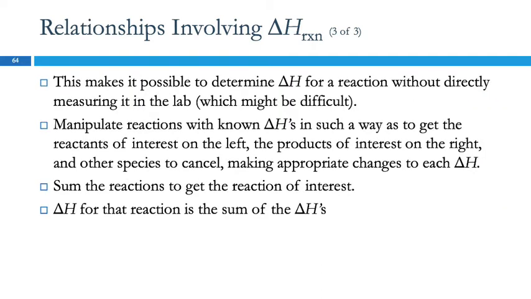So this makes it possible to determine delta H for a reaction. All of these delta H things are not super precise, but we can do it without actually measuring it in the lab. There are some reactions that would be very hard to measure delta H for. So you can manipulate reactions that have known delta H's to get the reactants of interest on the left, the products of interest on the right, get everything else to cancel out, and make appropriate changes to the delta H's, and then you add them together and you get the delta H for this reaction that you didn't know before.